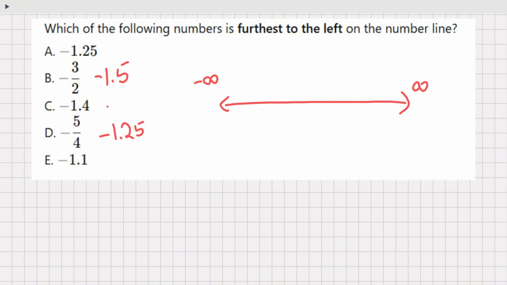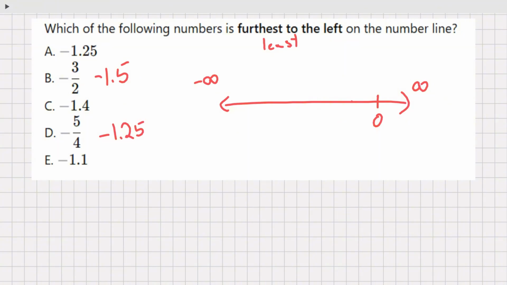Notice how all of our answers are negative. So if I were to put 0 over here, it doesn't matter where you put 0. It's just a matter of perspective. I have space for all these negative numbers. So you're looking for the furthest on the left. What does that mean? You're looking for which of these numbers is the least, because whatever's the least number is going to be furthest on the left.